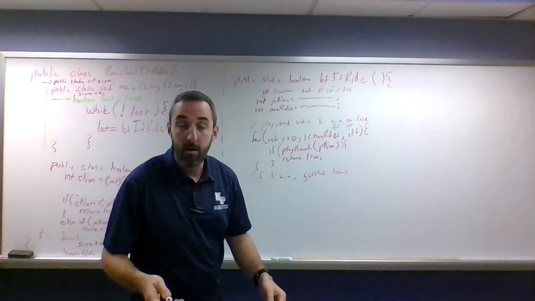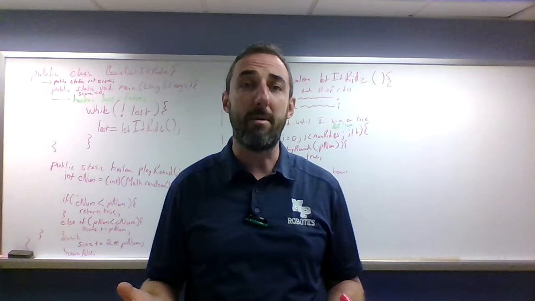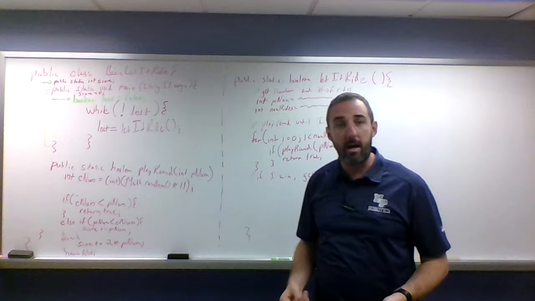So while loops and for loops provide two really useful tools. They allow us to repeat something a number of times, but they also act just like a normal if statement. As soon as we get past a loop, we know that the condition is no longer true. So it's no longer true that i is less than number rides. That means I've done all of my rides. So in that case, I get my bonus.